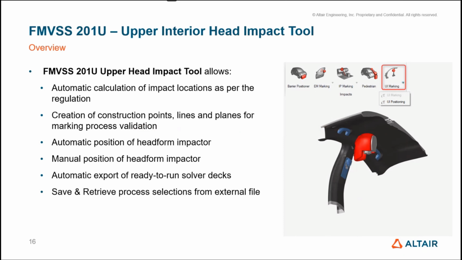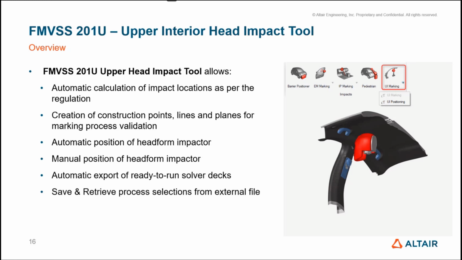Presentations, the next slides for Mohan. Hello everyone. So FMVSS 201U is the regulation for upper interior head impact. Actually the upper parts like pillars and headliners are tested for the head impact. There is a regulation that the HIC(d) value should be calculated, and if that exceeds 1000, then those parts should be redesigned at those locations.